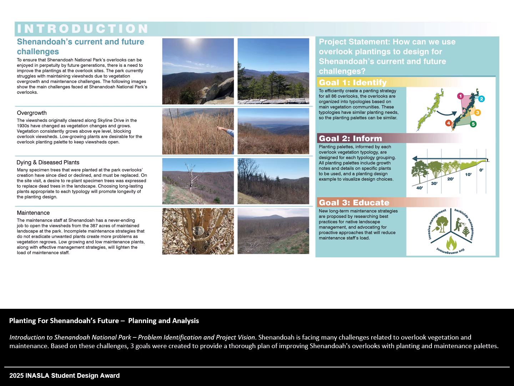My project aims to answer this question. How can we use overlook plantings to design for Shenandoah's current and future challenges? To do this, I've set 3 goals. First, identify vegetation communities at the overlooks of Shenandoah National Park. Second, use these identifications to inform my planting palette and planting design. Third, research and provide education on a long-term maintenance strategy. This will ensure the success of the planting design.